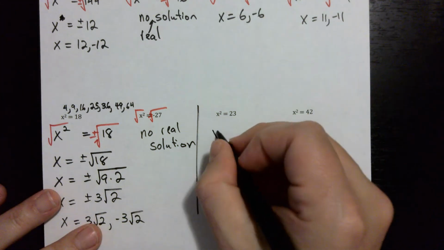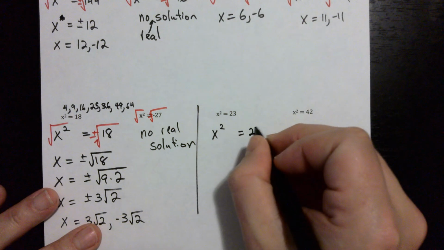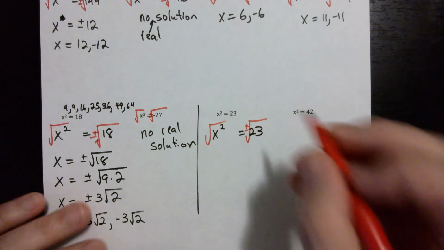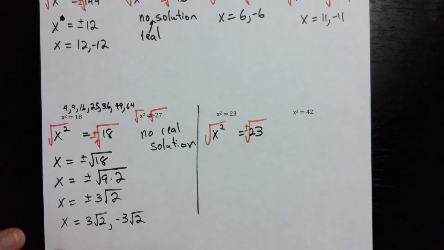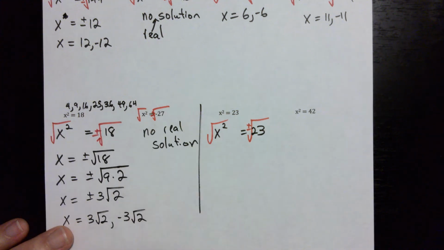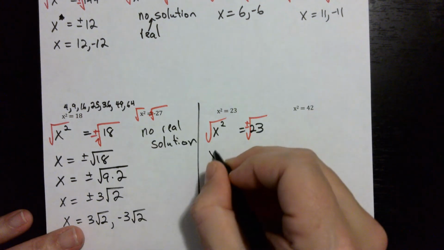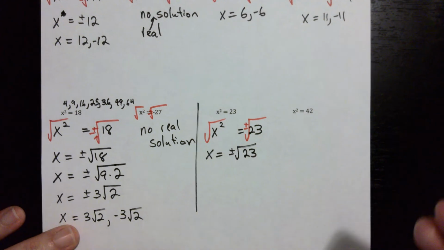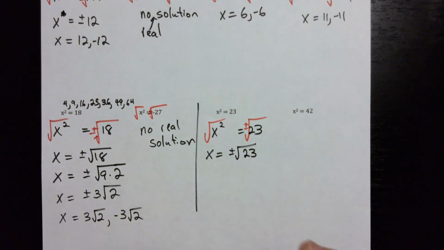Okay, x squared equals 23. Square root, plus or minus. 23 is a prime number, so it can't be reduced. It's not going to be divisible by any of these numbers. So we just get x is equal to plus or minus the square root of 23. That's positive square root of 23 and negative square root of 23.